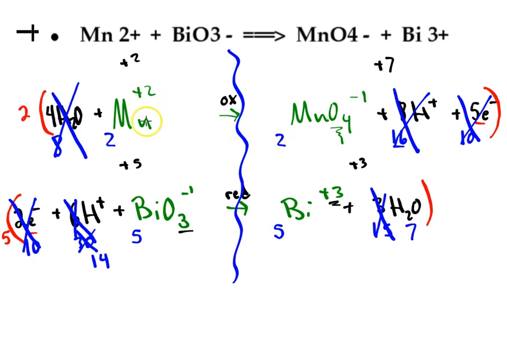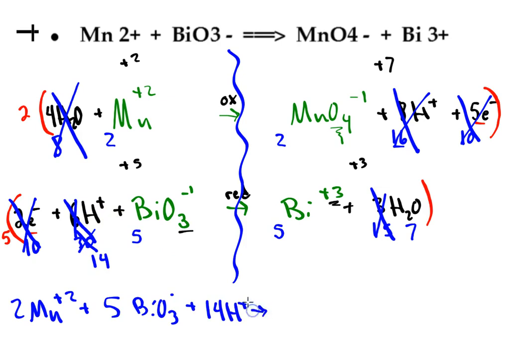So then everything left you just write. So I have 2Mn plus 2 plus 5 BiO3 minus, and I guess I should have put the 14, but whatever, 14 H plus, and that's everything on the left, correct? Okay, this I should have crossed out a little bit more because it still looked like an 8. Okay, then I write everything on the right, 2MnO4 negative 1, all right, plus 5 Bi plus 3, plus 7 waters are still left.